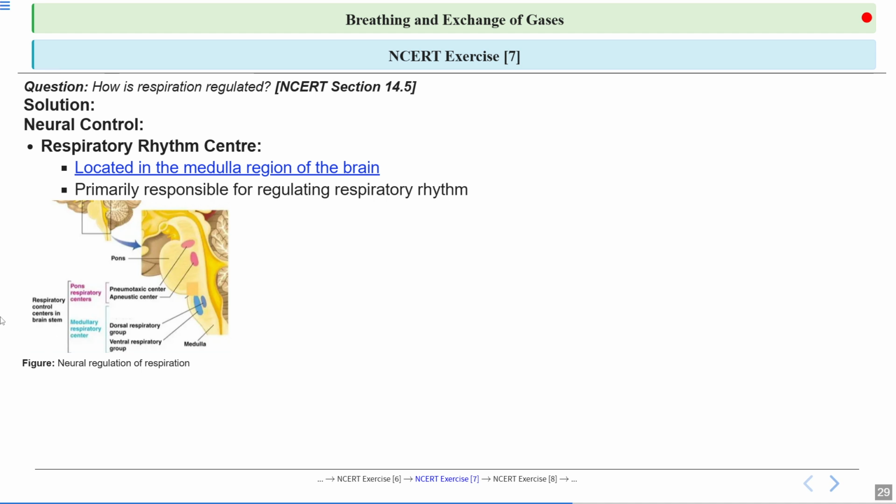Here you can see the respiratory control center in the brainstem. This is the medulla and this is the pons region. This round structure is the pons, and this is the medulla. Now, the medulla has the respiratory rhythm center. Here you can see the two parts, the dorsal respiratory group and the ventral respiratory group. You can say that these two parts join together to form this respiratory rhythm center, right?